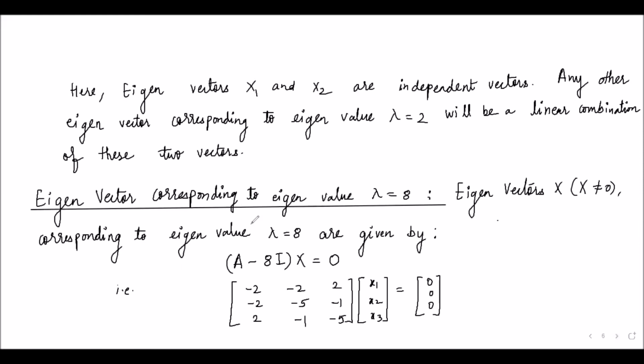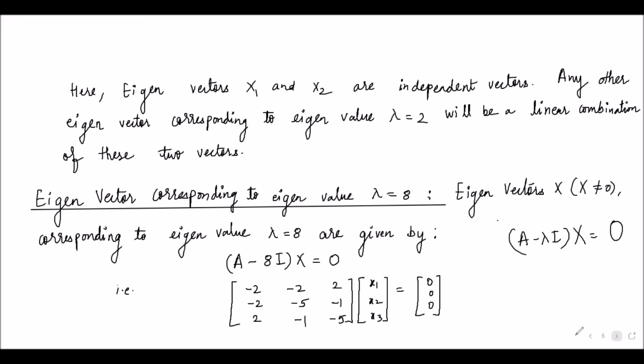So the eigenvector corresponding to eigenvalue lambda equal to 8. Again, we are assuming the eigenvector as x. It is a non-zero vector. And now this equation (A minus lambda I) x equal to 0 will become (A minus 8I) x equal to 0. So by putting lambda as 8, we will be getting this homogeneous system of linear equations.